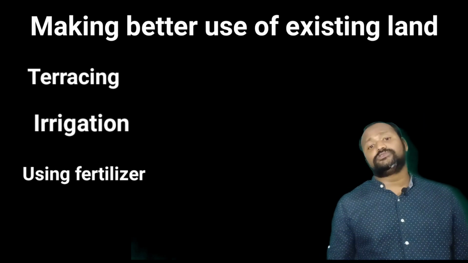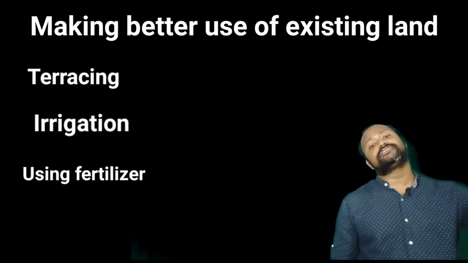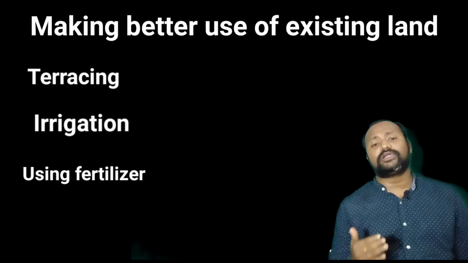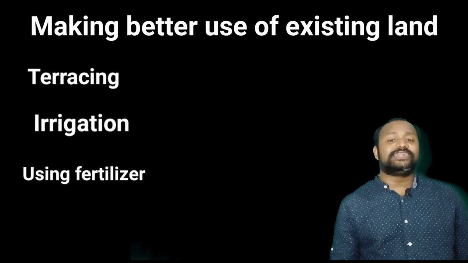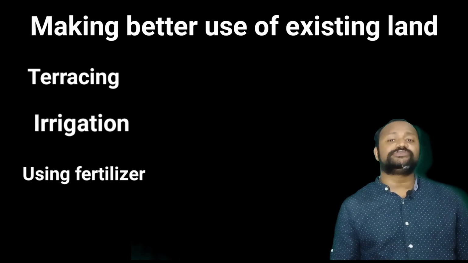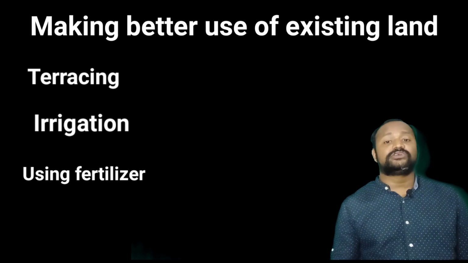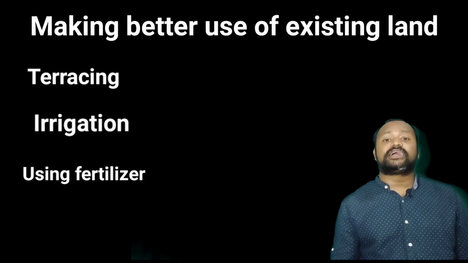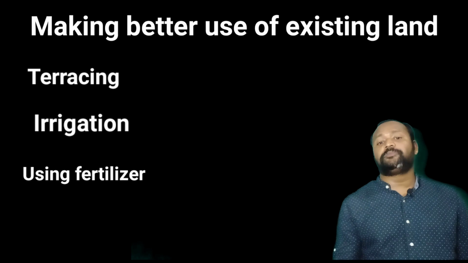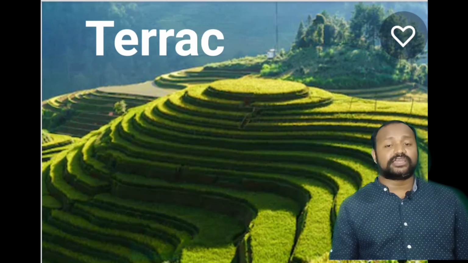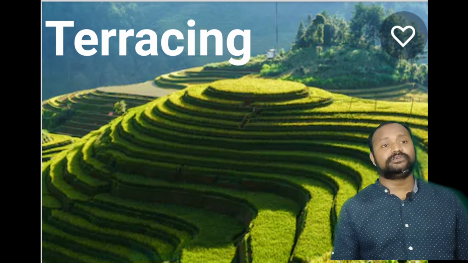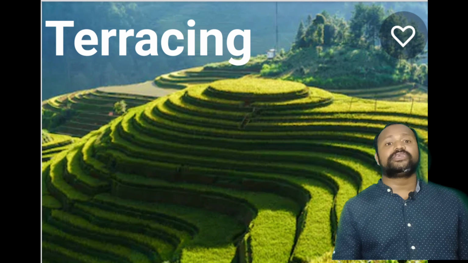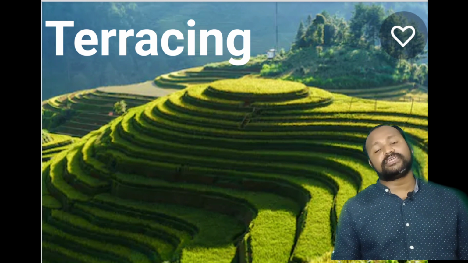Student, we can do what? Reclamation in particular region. So what about the hill slopes? In hill slopes, the land utilization can increase with the help of terracing. So what is terracing? Cutting down the slope of the hills into stair-like structures and growing different types of crops over there. Okay, these are some techniques.